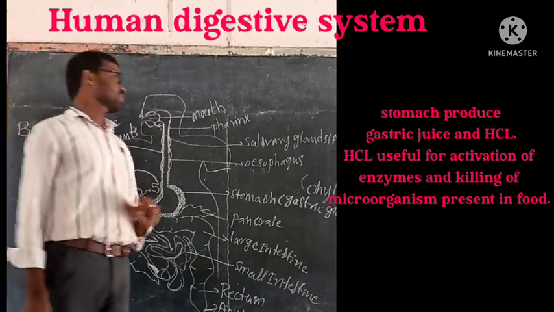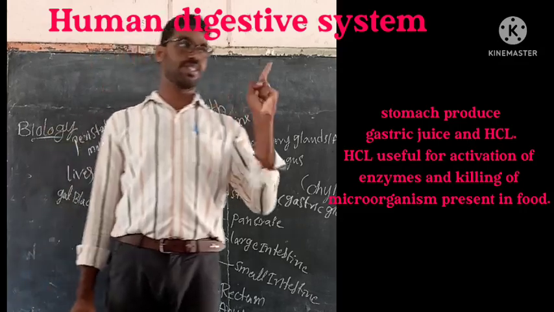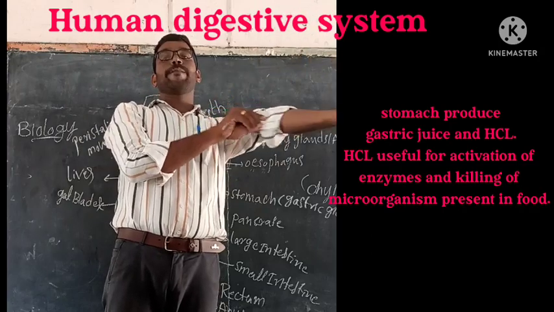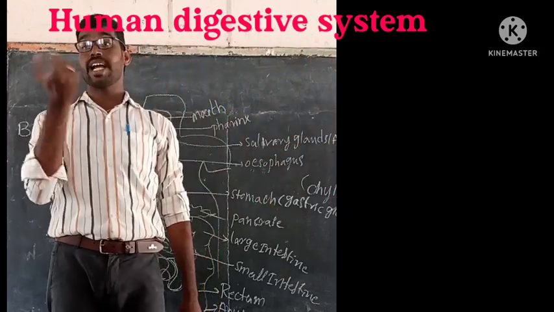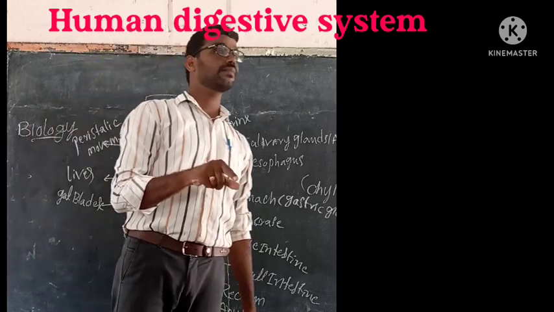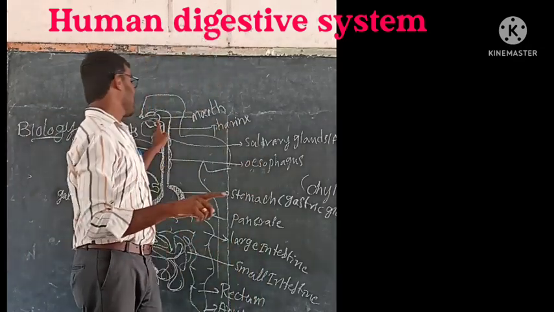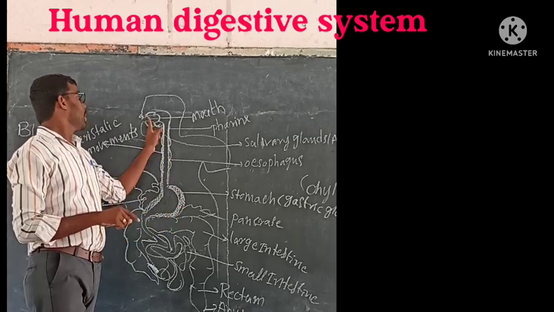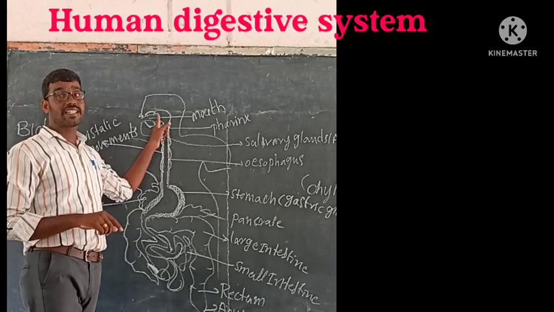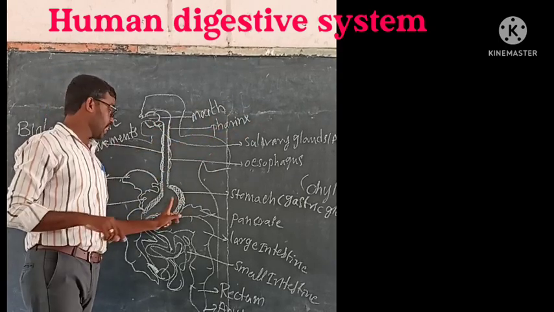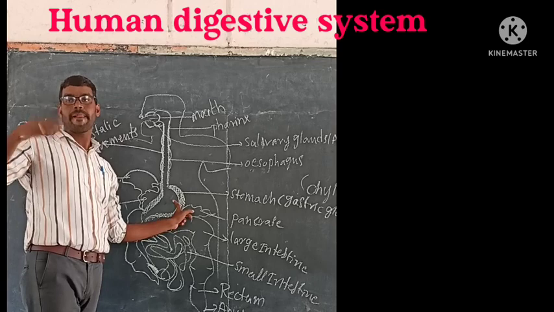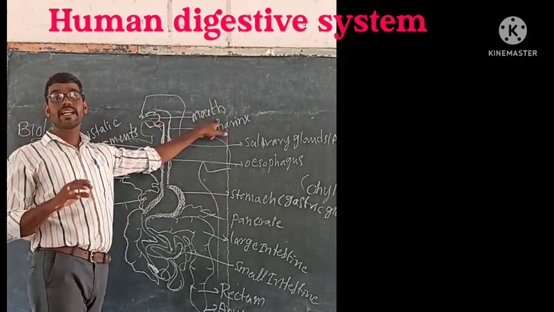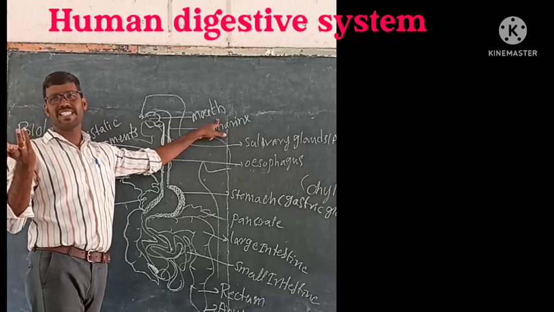Okay now, I want to explain one important question. What are the main differences between bolus and chyme? Bolus is formed in the mouth, chyme is formed in the stomach. With the help of teeth and tongue, bolus is formed. With the help of gastric juices, food is partially digested and is called chyme. Bolus is alkaline in nature. Alkaline means basic.